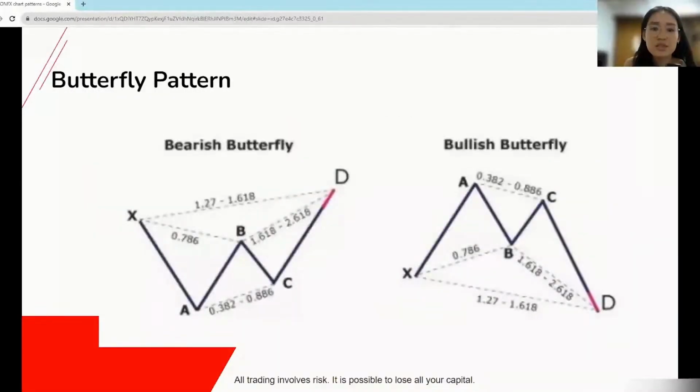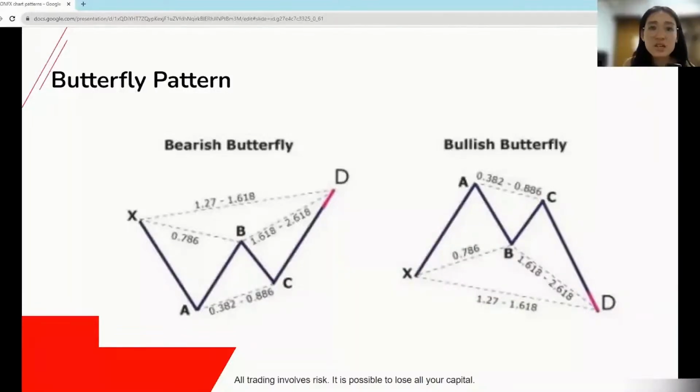Okay, butterfly patterns. So butterfly pattern requires a retracement of the impulse leg XA by 78.6. Okay, you can take a look here. So I'm just going through the different types of patterns, but there are a lot of different types of patterns. You could probably Google it. But yeah, I'm just going through the different kinds of chart patterns that you can see. Okay, but I think the most important ones are the ones that I talked about at the start. These are just more for your knowledge.